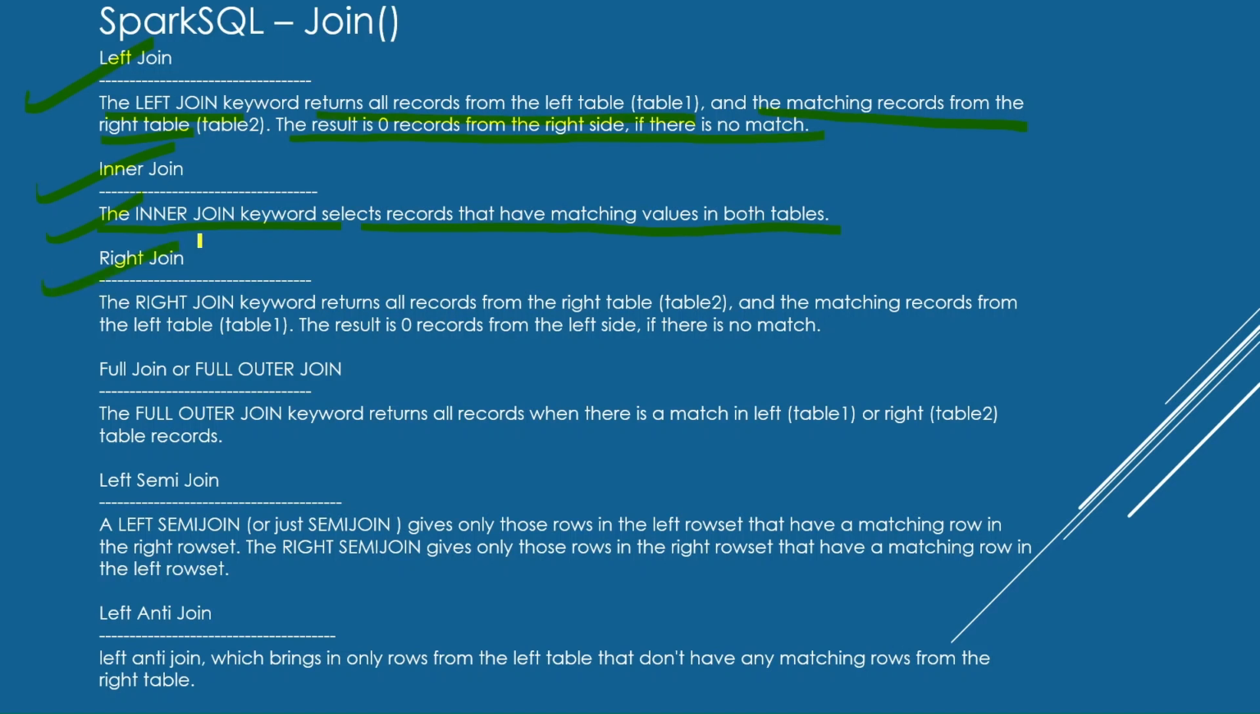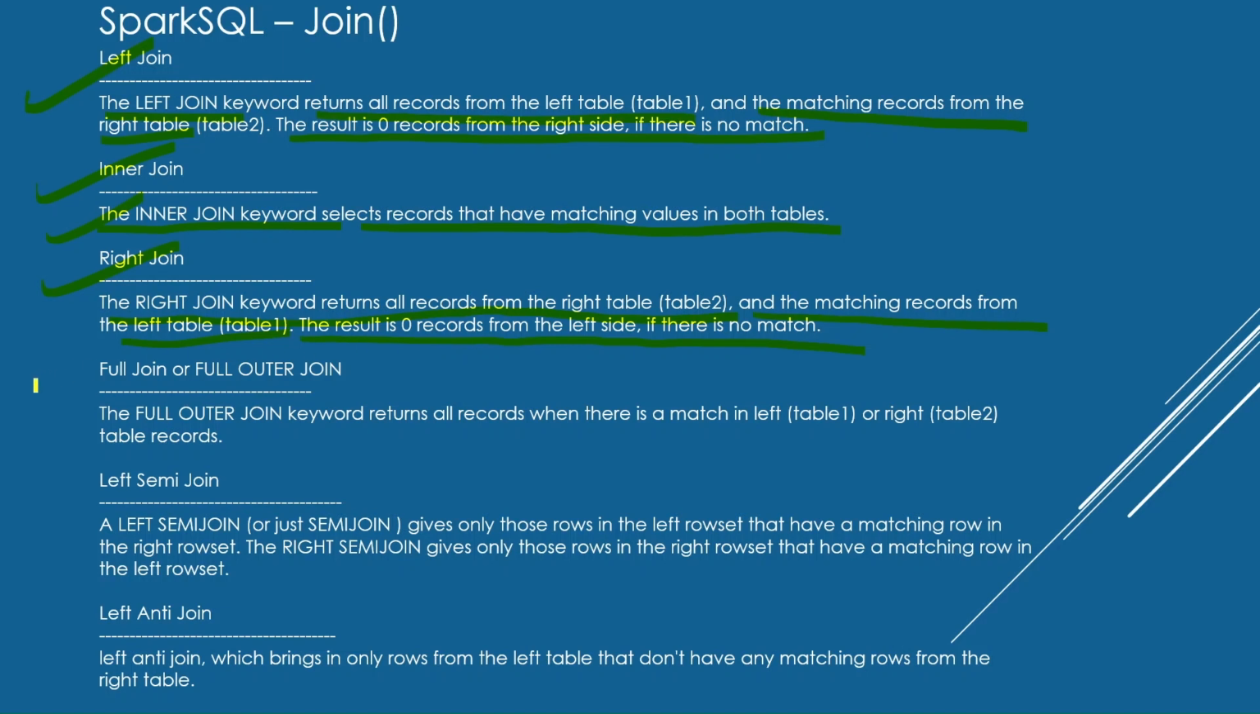Let's discuss the right join. What will the right join do? The right join keyword returns all the records from the right table and the matching records from the left table. The result is 0 records from the left side if there is no match. So what does it mean? Whenever we join two tables with a right join, it will take all the records from the right table and only the matching records present in the left table. If there is no match in the left table, then 0 records will come from the left side.